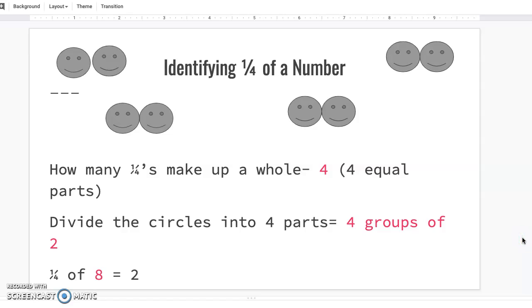So if you don't know what it is, or you don't know how to divide them, I would just keep putting the different, however many groups you need, set up that many groups, and then just divide them one at a time until you have none left over. So 1/4 of 8 is 2.